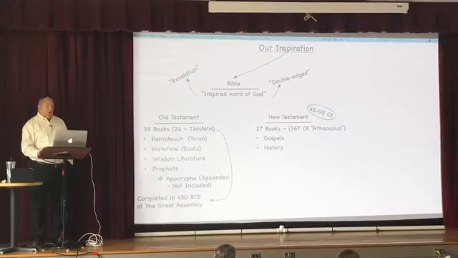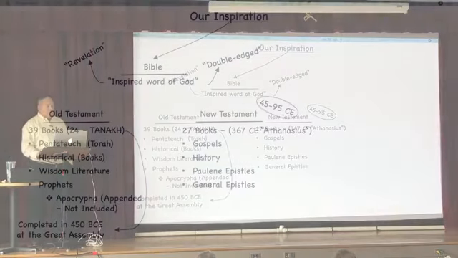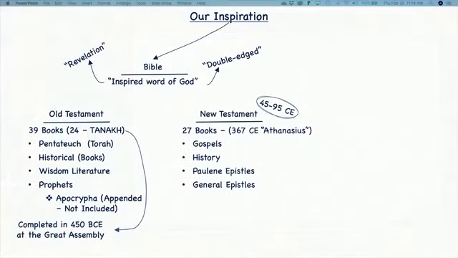Then we have the history book, which is the book of Acts, written by Luke. Then we have the Pauline epistles, those letters that are attributed to Paul and plagiarized in the name of Paul. Not all those letters are written by Paul. And then you have the general epistles, where you have James, Peter, John, Jude. And then you have the prophecy book of Revelation.